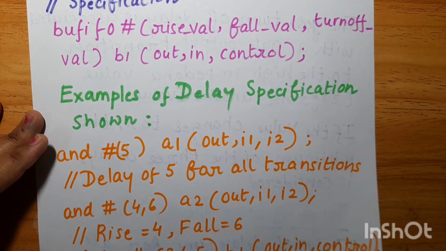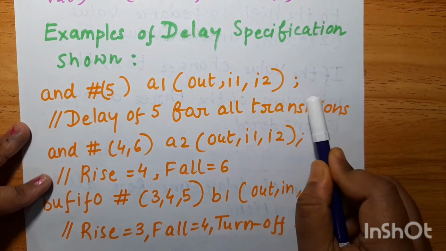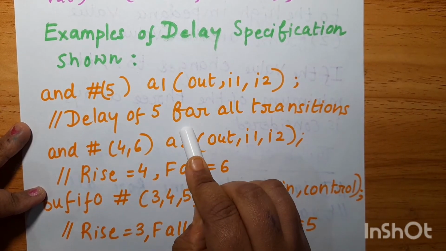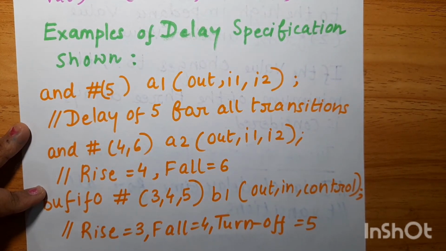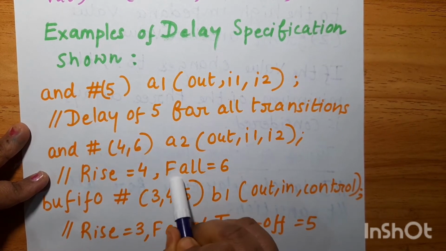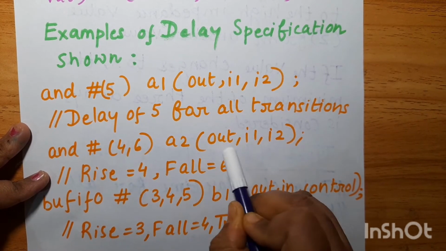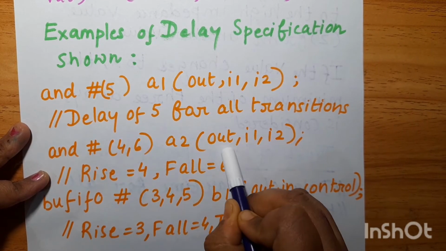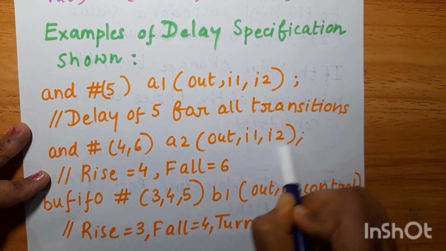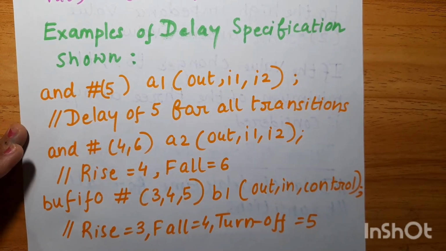Examples of the delay specification shown are: and hash 5 A1, out, comma, I1, comma, I2, semicolon. A delay of 5 for all transitions. Here I am providing a delay of 5 for all transitions. Then, to have the rise delay and fall delay of 4 and 6: and hash 4, comma, 6, bracket close, A2, out, comma, I1, I2, semicolon. A2 is the instance name of the AND, out is the output and I1 I2 are the two inputs of the AND gate, and 4 and 6 are the rise delay and the fall delay.